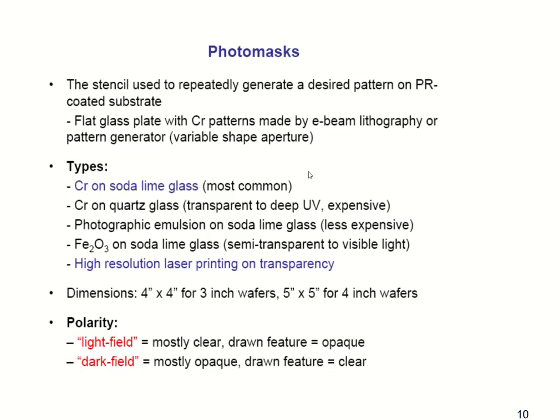Depending on the photomask makers, it could be patterned by e-beam lithography or a pattern generator, which is just the general way of lithography. Or you can make chrome on quartz glass, and rather than chrome, you can use other materials as well. For high resolution, laser printing is also available.